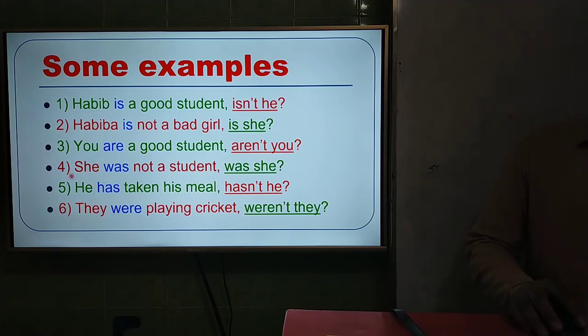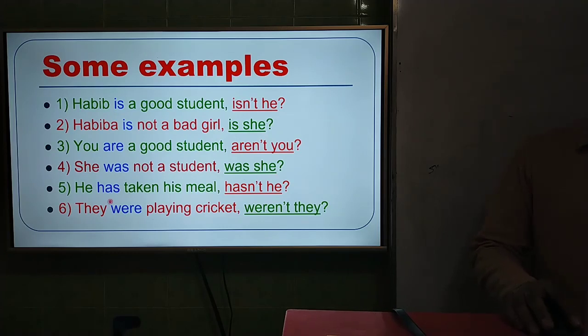Now question number 4, she was not a student. This sentence is negative and the take question will be affirmative. Here the verb is "was", so we have to write "was", and "she" will be "she", and we always have to write it in small letters; you have to recall it. So the answer is "was she".